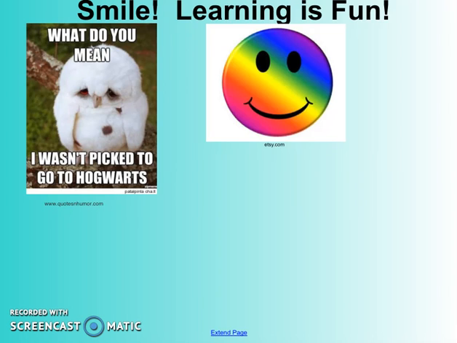Let's look at something to put a smile on our face before we begin. First of all, can you believe that this owl was not picked for Hogwarts? I mean, I just can't believe it. This owl is so cute, just adorable.